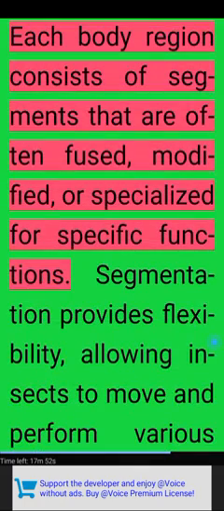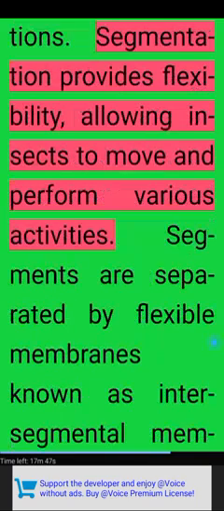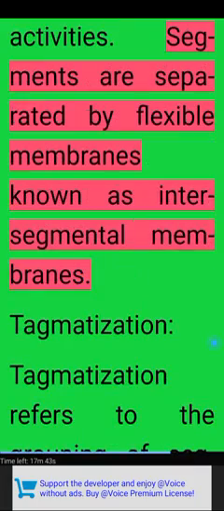Segmentation. Each body region consists of segments that are often fused, modified, or specialized for specific functions. Segmentation provides flexibility, allowing insects to move and perform various activities. Segments are separated by flexible membranes known as intersegmental membranes.